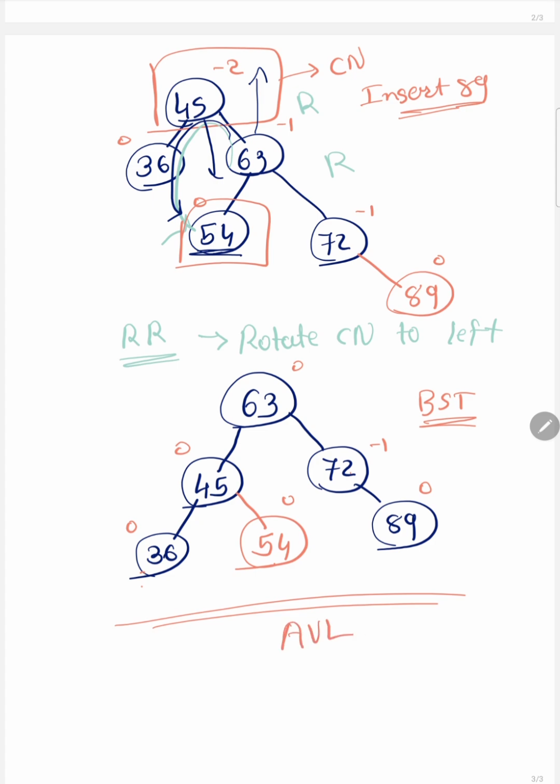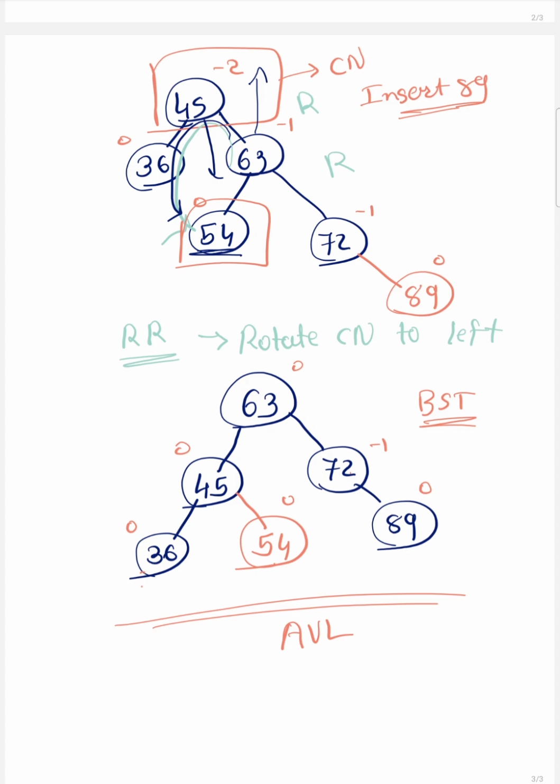So yeah, I hope you understood this RR rotation. In the previous video we have seen the LL rotation. Now in this video we have seen the RR rotation. Both these rotations are single rotations. During insertion there are 4 types of rotation, where 2 are single rotations and 2 are double rotations. RR and LL are single rotations, whereas RL and LR are both double rotations. So in the next video we'll see LR and RL rotation.